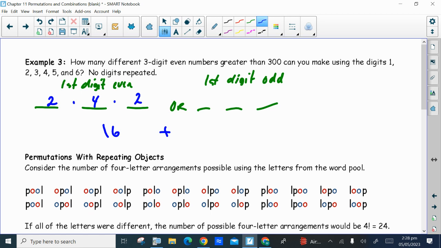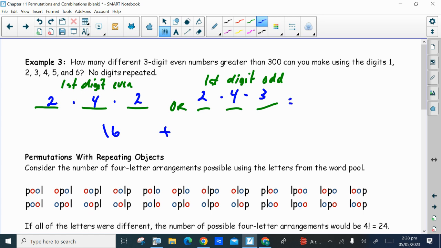Now, what if the first digit is odd? Again, the digit must be greater than 300, so the first digit cannot be a 1. It can be a 3 or a 5, so there's 2 choices for there. But now we'll have all 3 even digits available for the last place. We haven't used 1 yet. In order for the 3-digit number to be even, the last digit must be even, and we haven't used 1 yet. And once again, you'll have 4 choices for that middle digit.